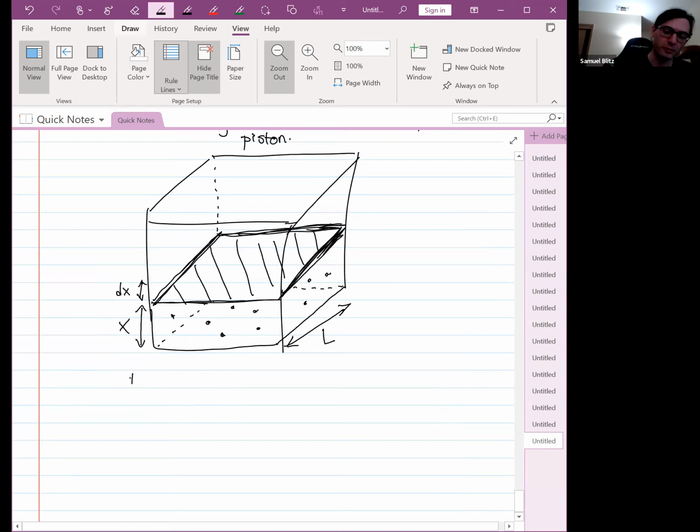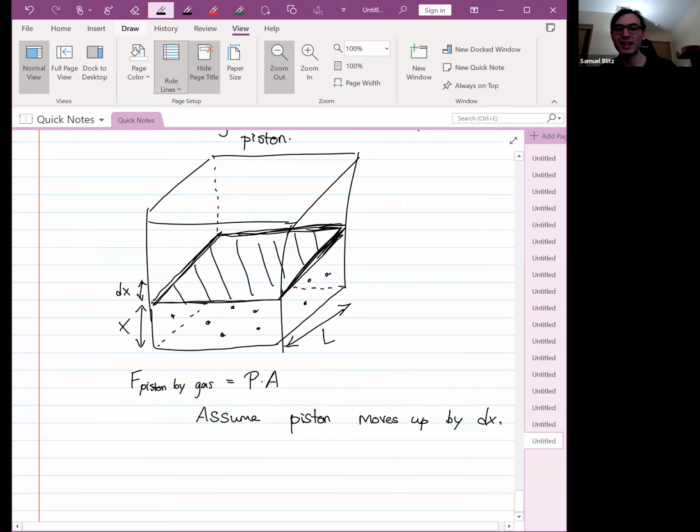So we know that the force on the piston from the gas is equal to the pressure times the area, right? It's the area of the piston times the pressure exerted on the piston. We're going to assume that the piston moves up by a distance dx. And then at the end of the day, if we want to figure out how much work is done when the piston moves up by some non-infinitesimal distance, then you can just integrate, and that's what we're going to do.